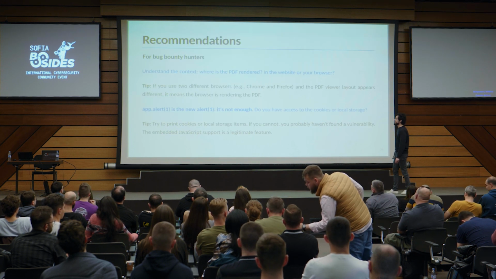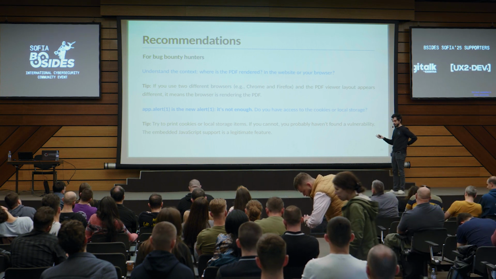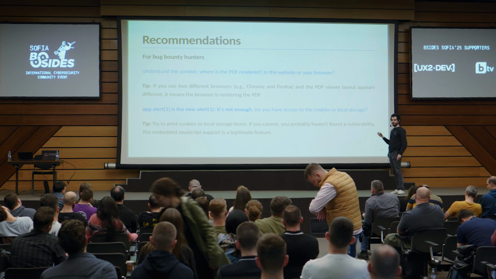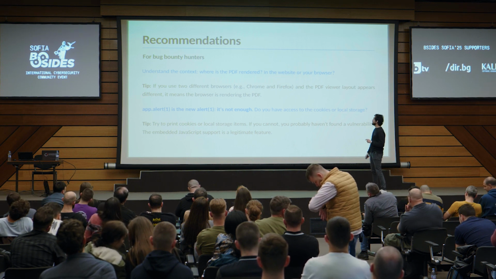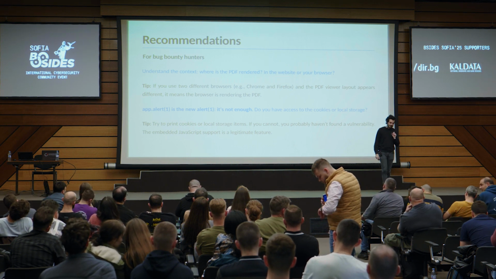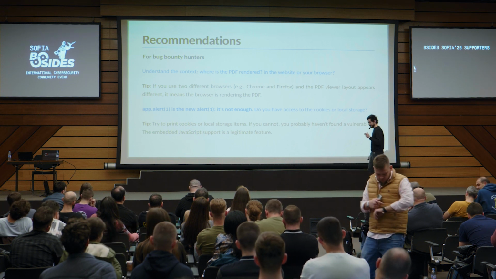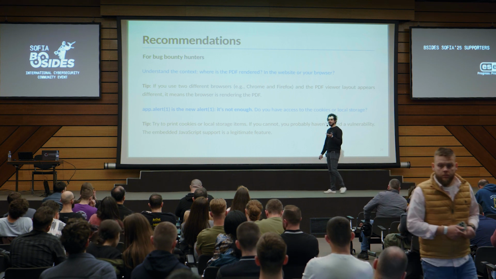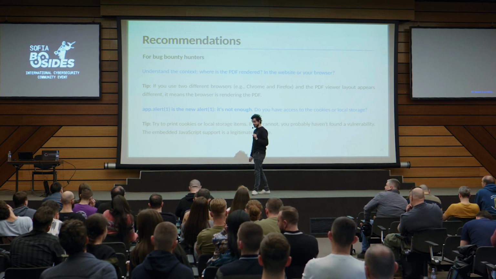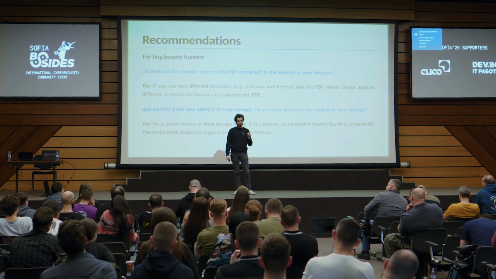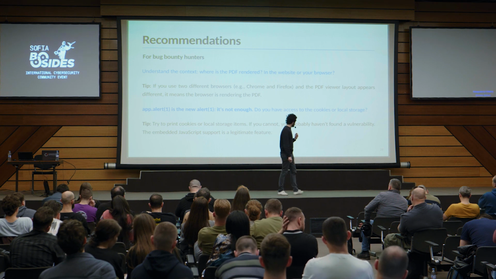So some recommendations if you are a bug bounty hunter, to prevent submitting this kind of report where technically you haven't found a vulnerability. The first one is to understand the context. Where is the PDF rendered? In the website, so in the client, or in your browser? Because, for example, if you use an object tag, the PDF is not rendered by any library. It's rendered directly by the browser. And the PDF is rendered by the browser because Chrome, Firefox, but also Safari support PDF visualization.